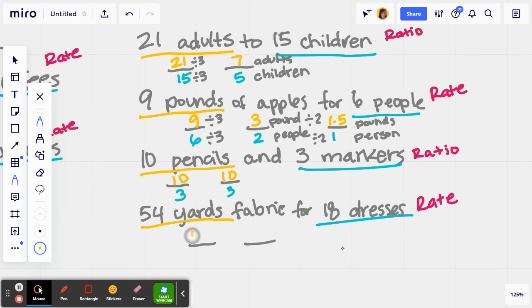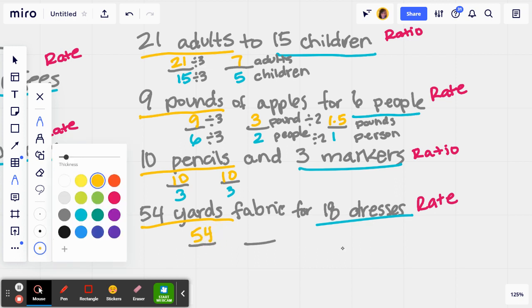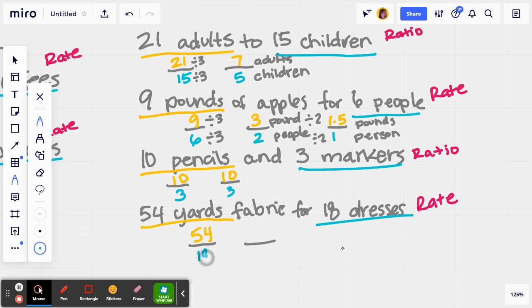All right, we have 54 yards and we have 18 dresses. So the unit rate would tell us how much fabric we need for one dress. Okay, and we have to divide by 18. We're going to divide both of these by 18. And our answer is 3. Again, always remember what you're talking about here. So this would be 3 yards for one dress.